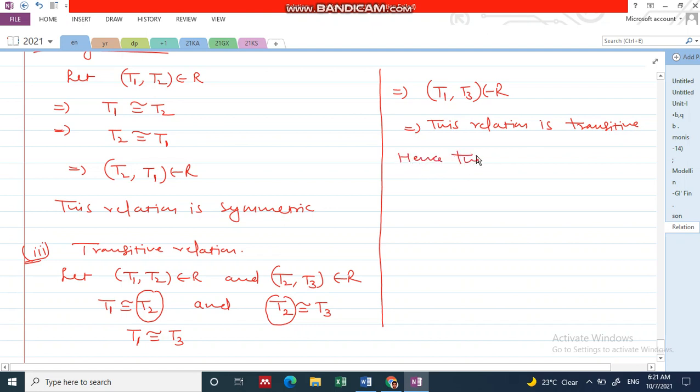Hence this relation is an equivalence relation. Okay, so this relation is an equivalence relation.